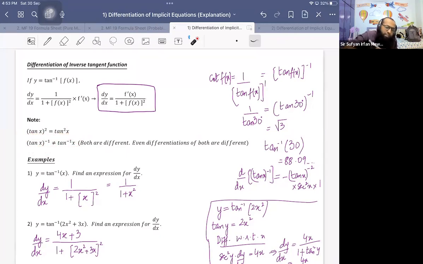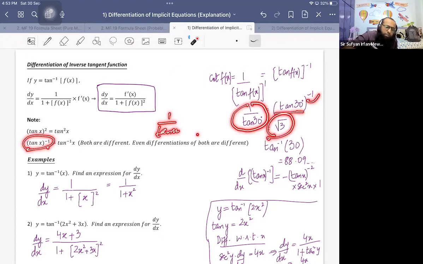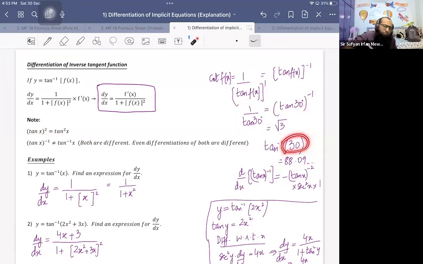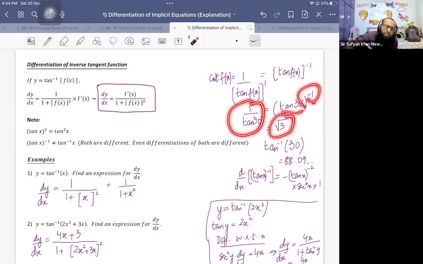Even if we look at the example, tan x power -1 means 1 upon tan x. So if we find 1 upon tan 30, we'll get root 3. Tan 30 whole power -1 means 1 upon tan 30, we'll get root 3. But if we are going to calculate tan inverse 30, then the answer is not root 3, but it is 88.09 something. 30 is in degrees, so we have to work in degree mode. So 1 upon tan 30 means tan 30 whole power -1. Tan 30 whole power -1 gives us a different value, and tan inverse 30 gives us a different value.